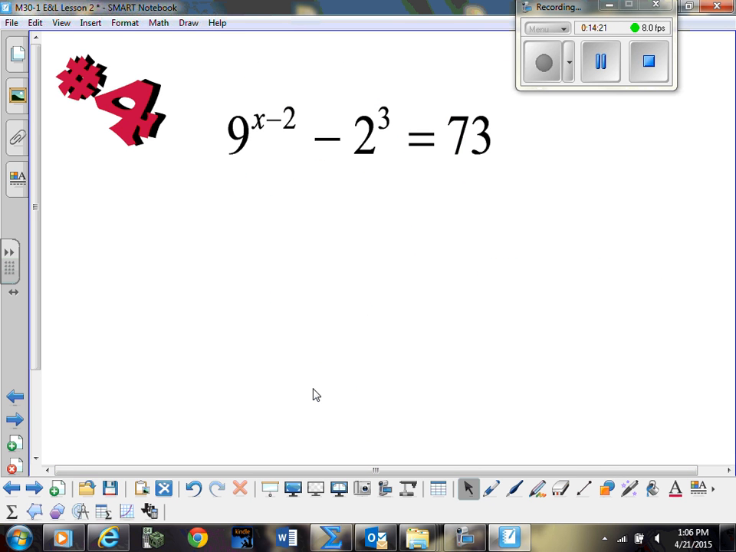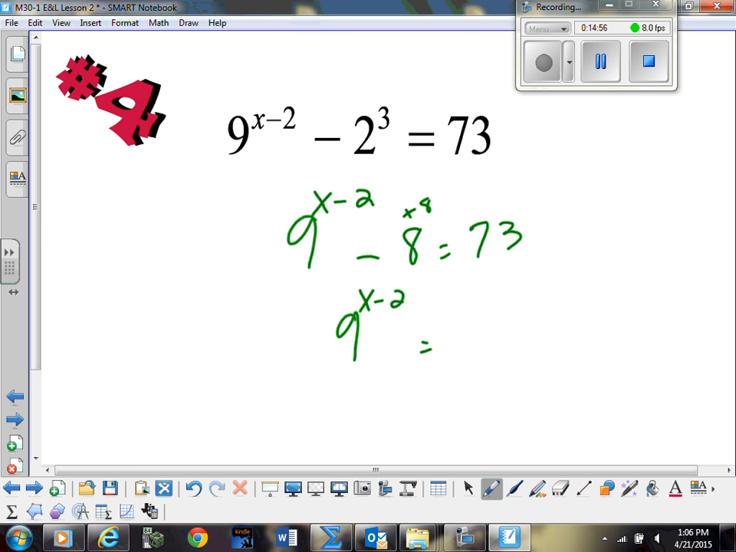Next. All right, this doesn't look as good. We have a 9, a 2, and a 73. I don't recognize those as being able to write them with the same base, but I do notice that the 73 and the 2 cubed have no variable. That means that I can combine them. Look at what happens now. I can add 8 to both sides. And I'm already thinking of that 81. 73 plus 8 is 81.